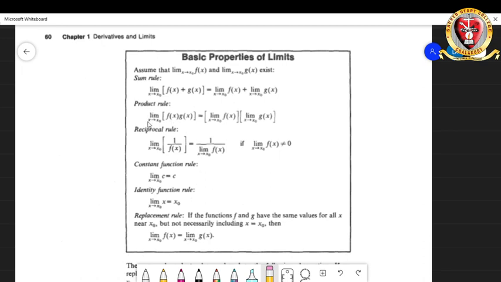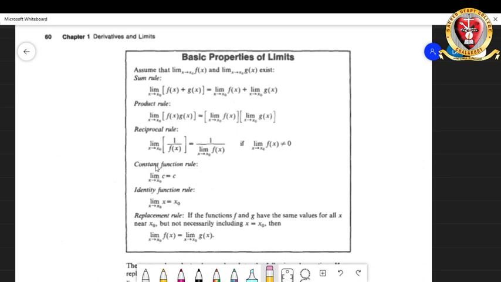The product rule says that limit x tends to x naught f of x into g of x is equal to limit x tends to x naught f of x into limit x tends to x naught g of x. That is also we can just make the product out and then give the limits. Okay. Then the reciprocal rule says that limit x tends to x naught 1 by f of x is equal to 1 by limit x tends to x naught f of x, provided limit x tends to x naught f of x is not equal to 0. This doesn't happen to be 0, then you can equate it like this. That is called the reciprocal rule.